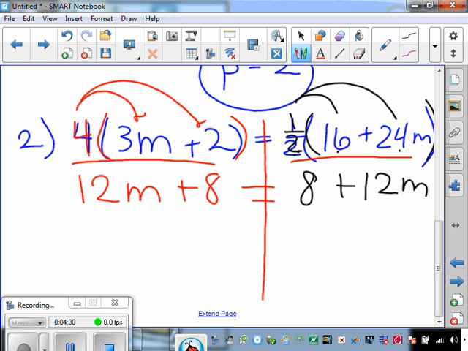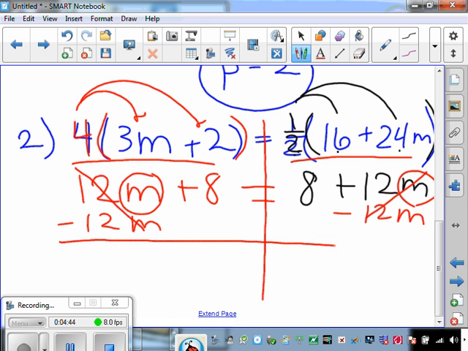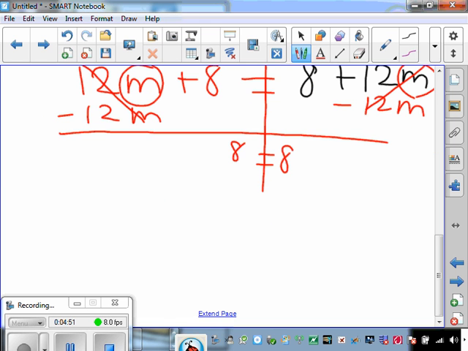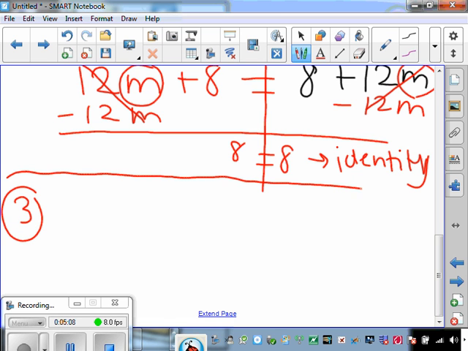So now I have m's on both sides. I need to get rid of the m's from one side. There's the same amount though, so you take them from either side. What am I left with? All my m's cancel. I have 8 equals 8. Does 8 equal 8? Yes, always. So this is what we call an identity. When all your variables cancel out and you have a number equal to itself, it is an identity.